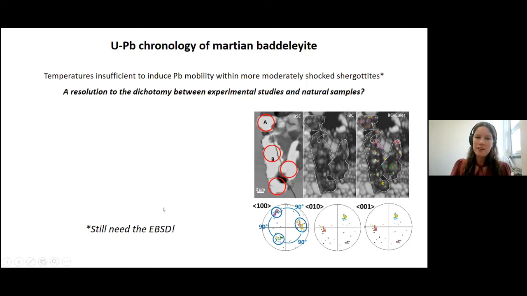Although we still want to do electron backscatter diffraction of our Baddeleyite so that we fully quantify and understand the data, we have fully contextualized uranium-lead isotopic information. We also present a bit of a resolution here to the dichotomy between experimental studies and natural samples, because we do see widespread reversion from our orthorhombic zirconia polymorphs, which indicates that the duration of shock loading within experimental studies, which is an order of magnitude less than natural samples, is insufficient to form these transformations and reversions.